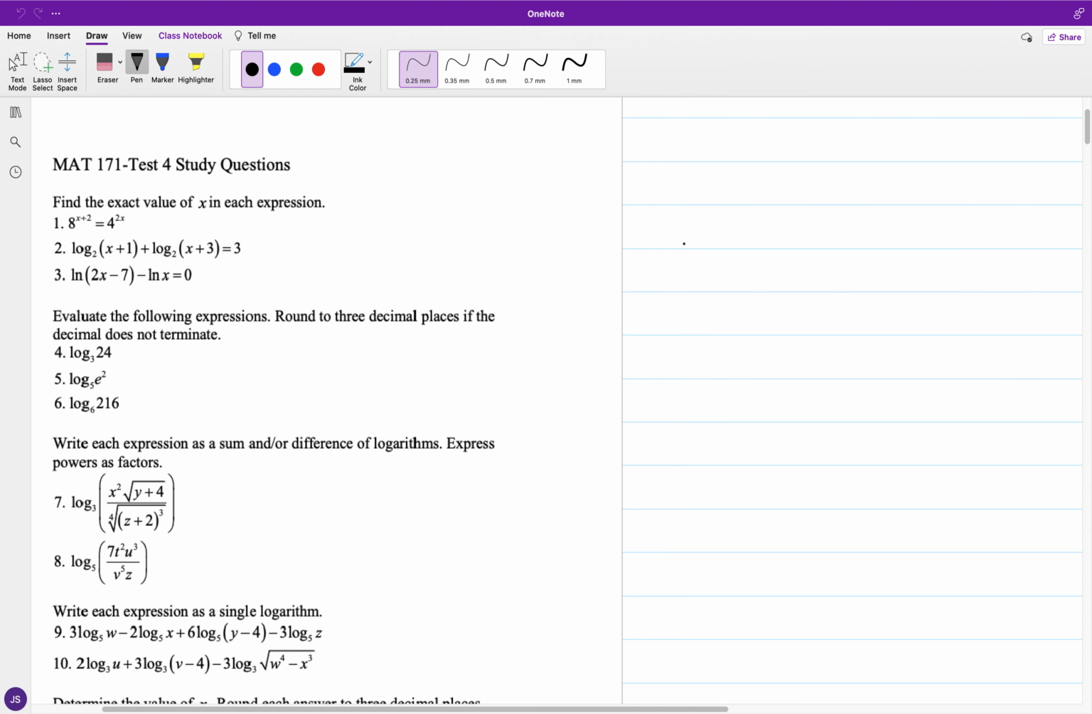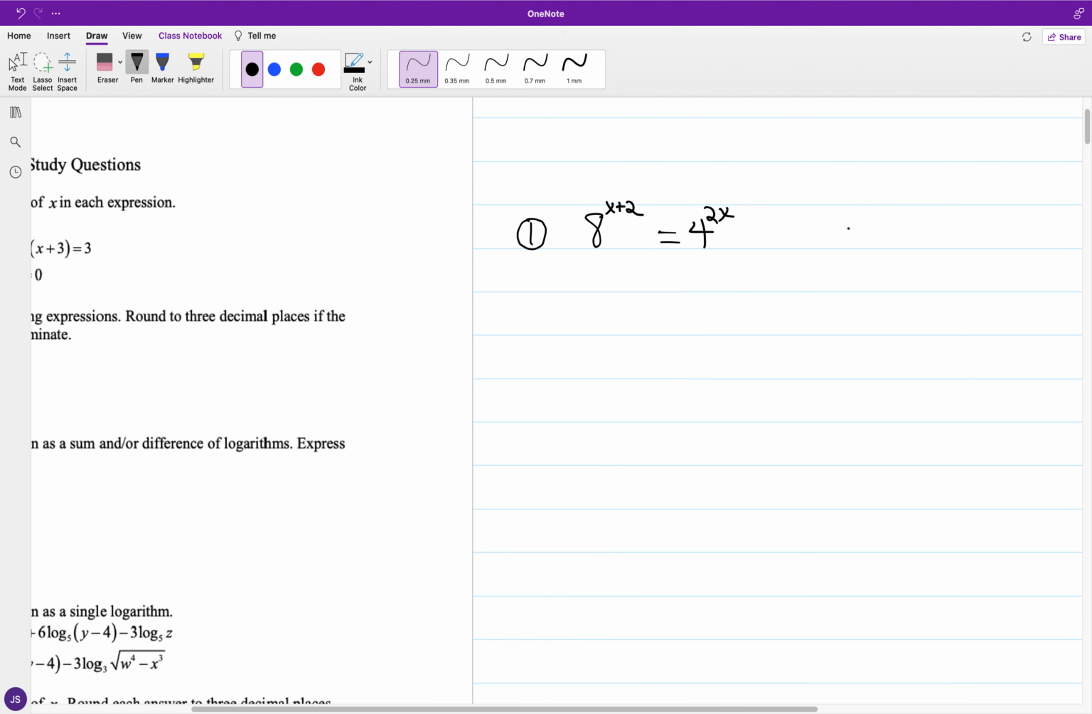We have at the start, in the first problem, 8 to the x plus 2 is equal to 4 raised to the 2x. This is a case of an exponential equation that is going to share a common base. Again, the number that can multiply itself into both 4 and 8 is going to be the number 2.